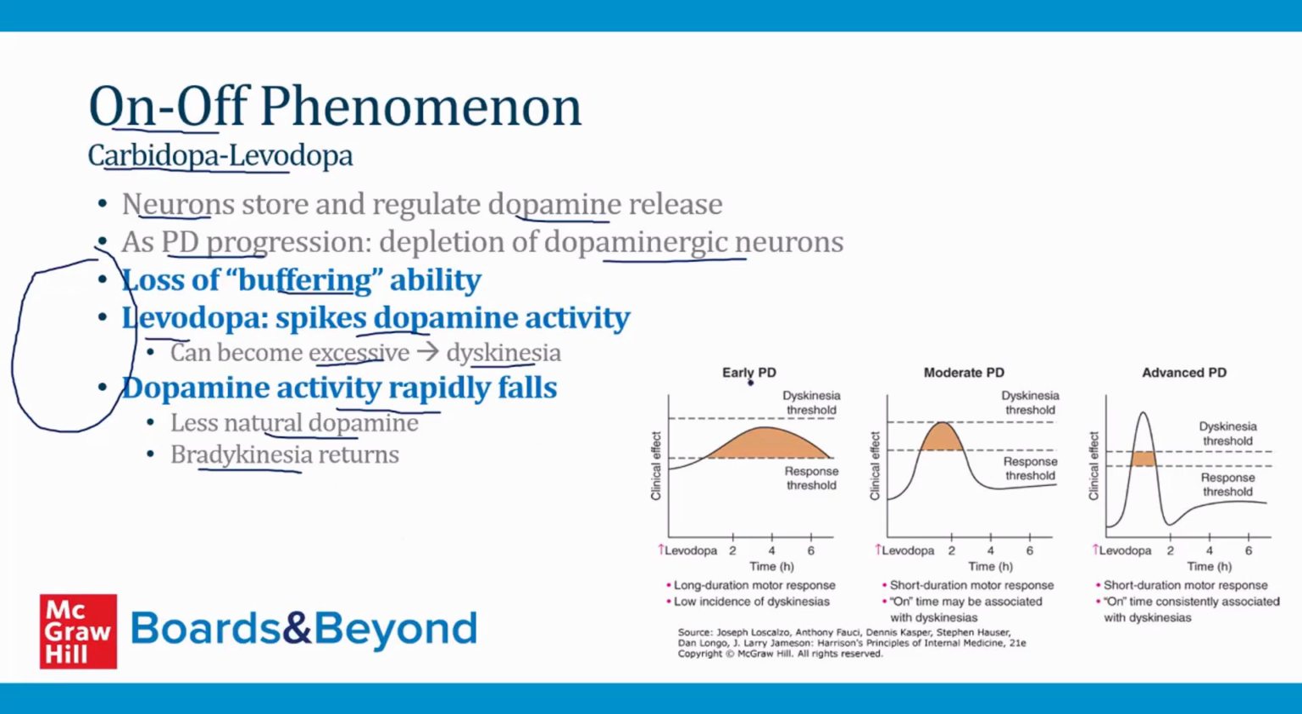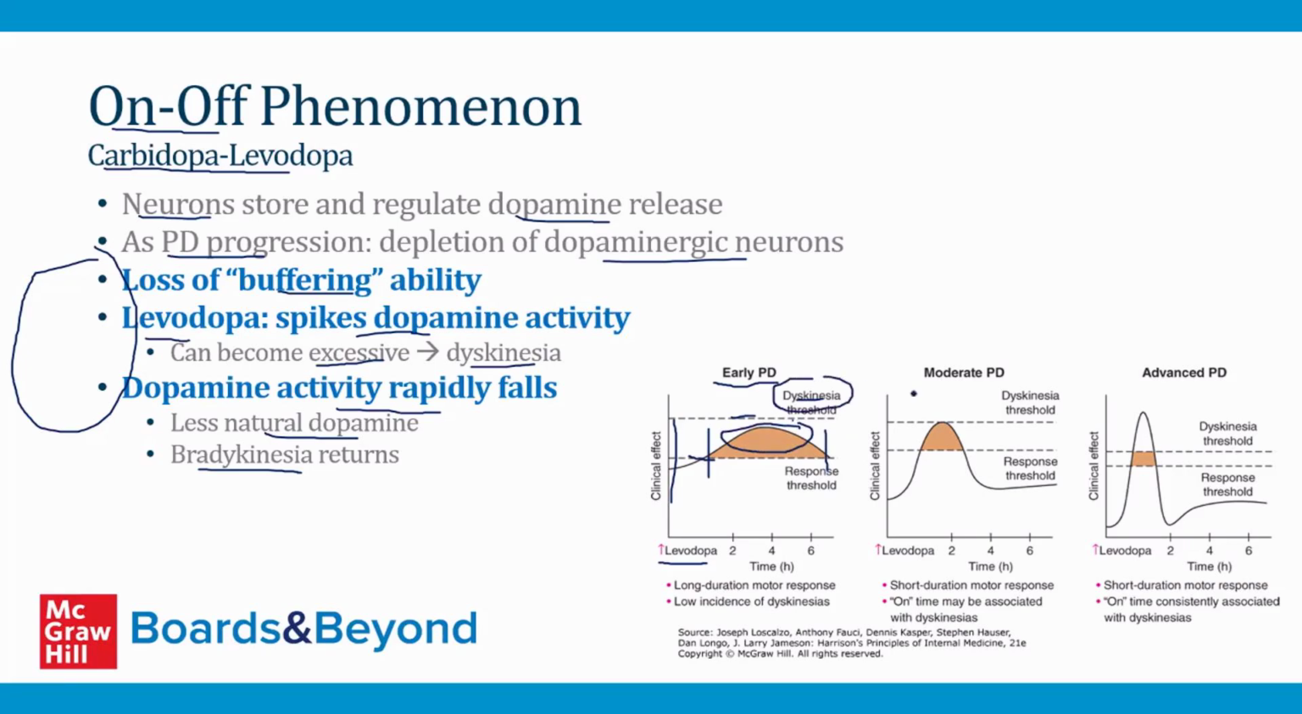To make this clear, let's look at this image on the slide. So over here on the left is a graph of a patient with early Parkinson's disease who still has some healthy neurons that can buffer dopamine levels. So if you give a dose of levodopa, this is the clinical effect on the y-axis, and the patient gets above the threshold for a response to the drug, but they don't have too much of a response so that they get dyskinesia. And as a result, because of those healthy neurons buffering the effects of levodopa, you get a nice sustained 4, 5, 6 hour period where you're getting the benefits of the drug without too much benefit leading to dyskinesia.